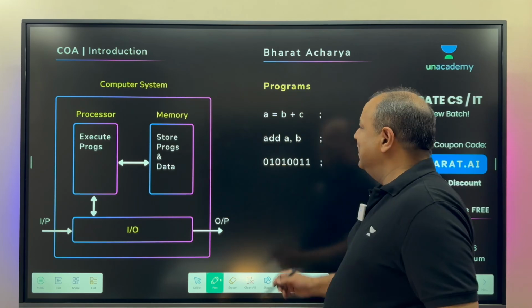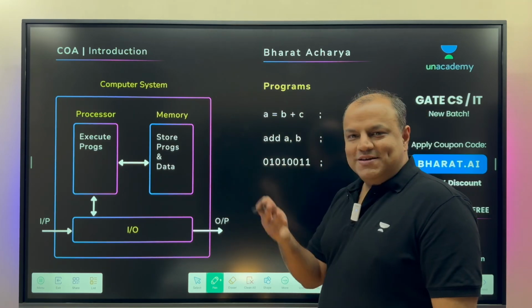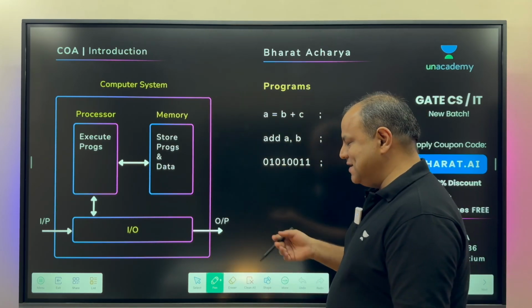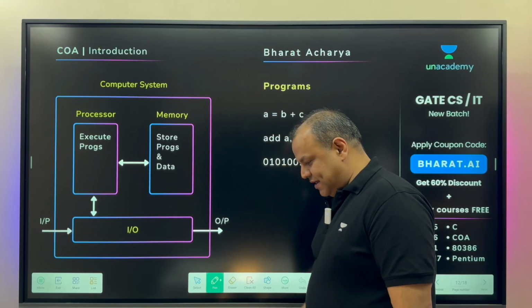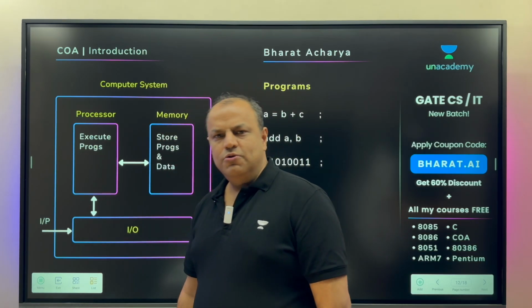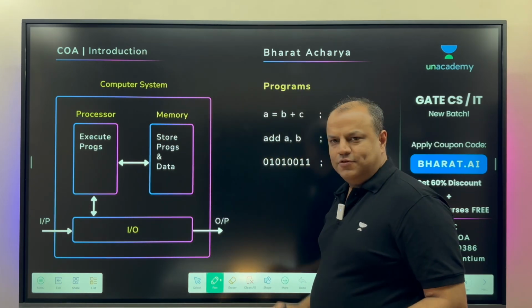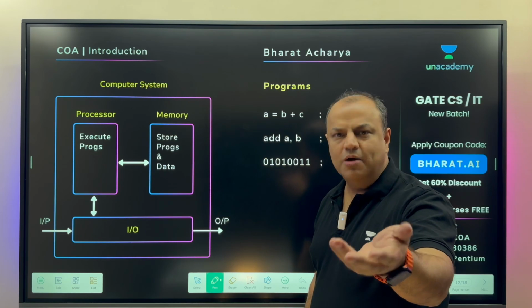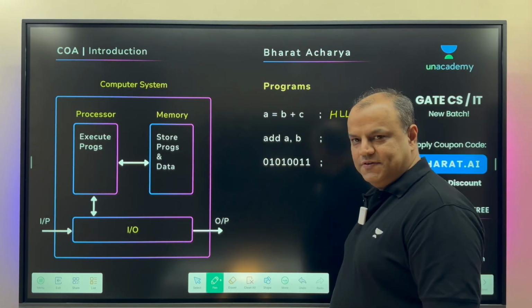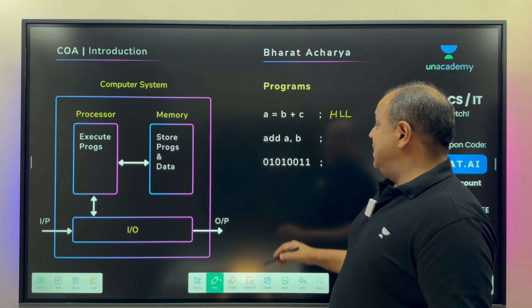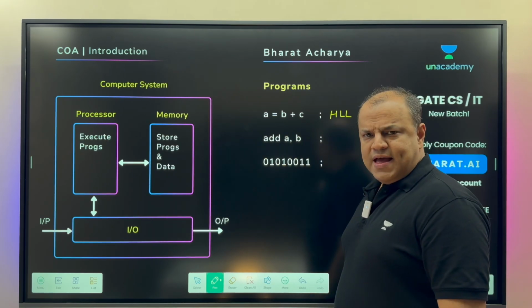Now let's come back. So yes, all your achievements which are stored as files are all zeros and ones. That's the idea. Now, coming back. A = B + C. If you write your program like this, you are using a language like C, Java, VB, Oracle, basically all the modern languages called higher level languages. They look like this. You may even write your program as ADD A, B.